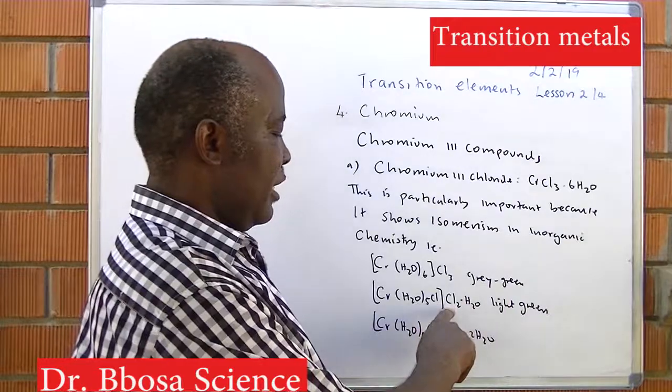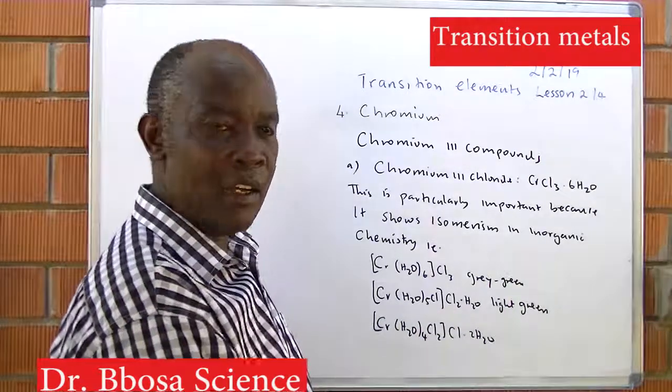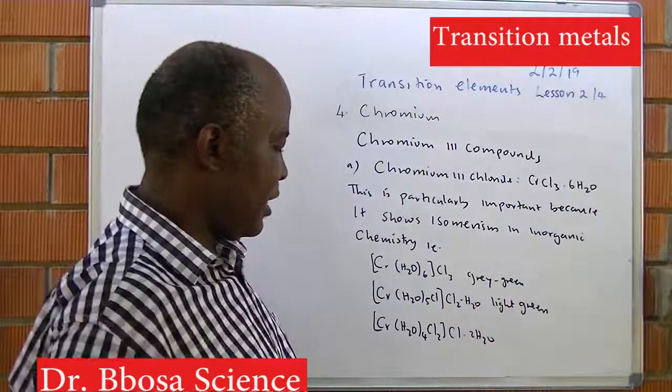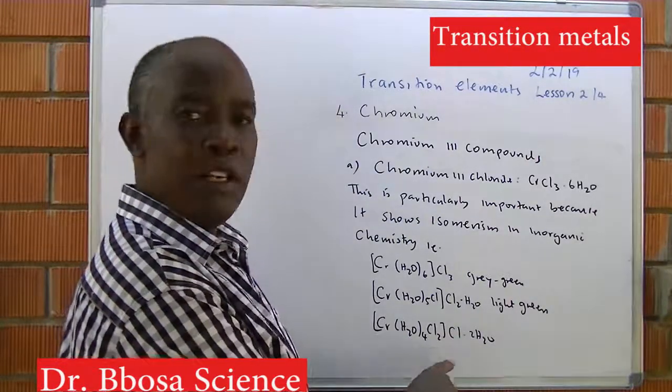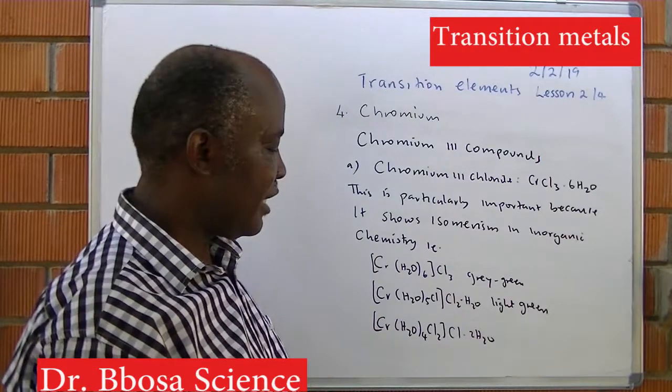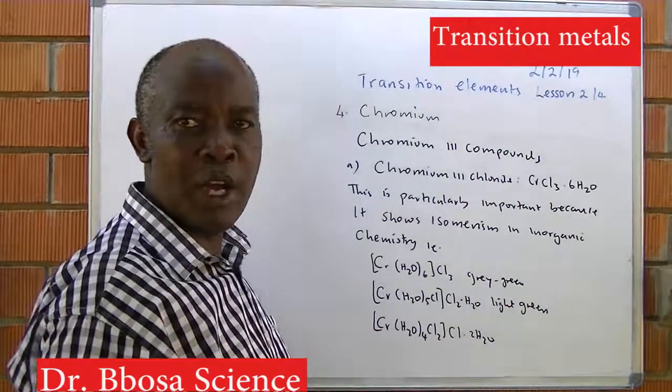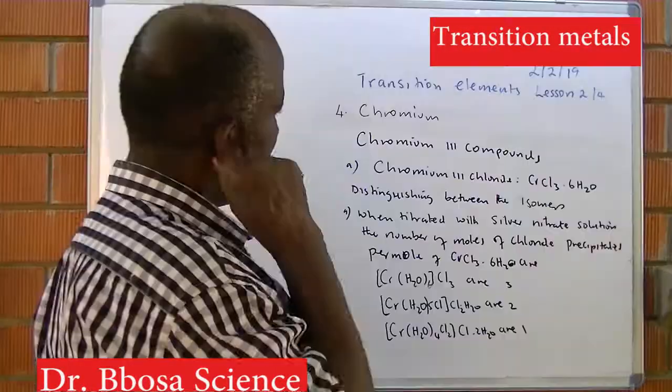Then the chloride ions are not. That's light green. The third isomer, 4 water and 2 chloride ions are ligands, then 1 chloride ion is free to ionize in the water.